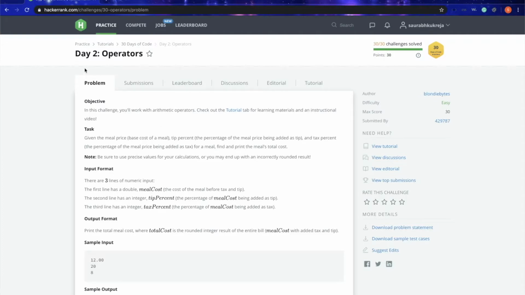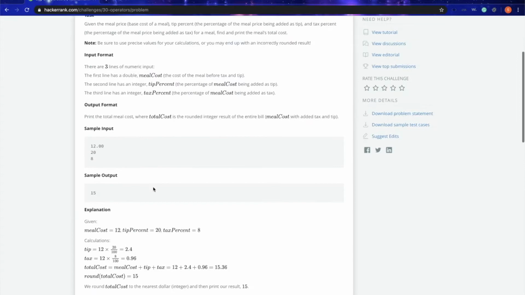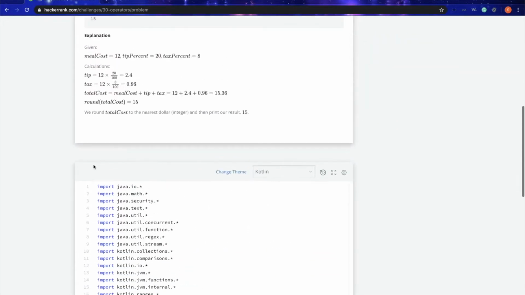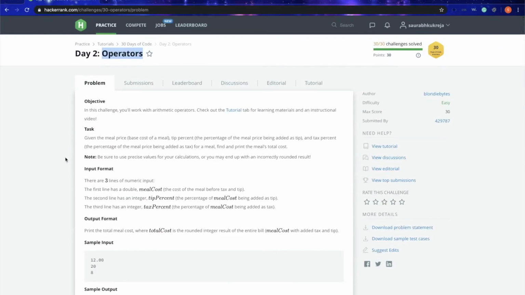Today we are going to solve the day 2 challenge, which is based on operators, and I just realized it's better to solve the challenges here instead of solving them on another IDE. Many a time, in later challenges, there may be a need to explain the solution by going through the task and then the input format, so it's better I'll start doing it here as well.